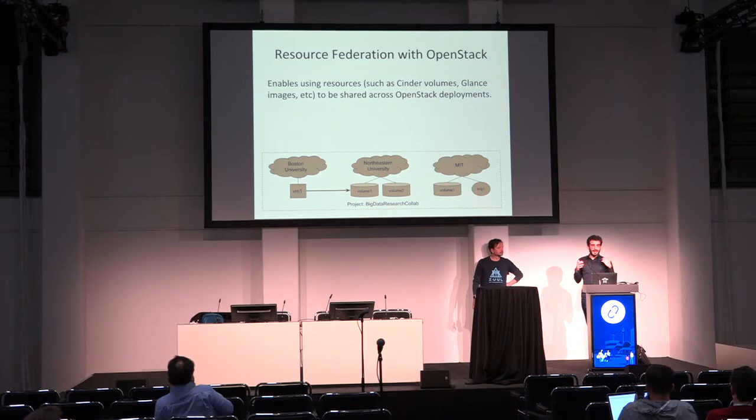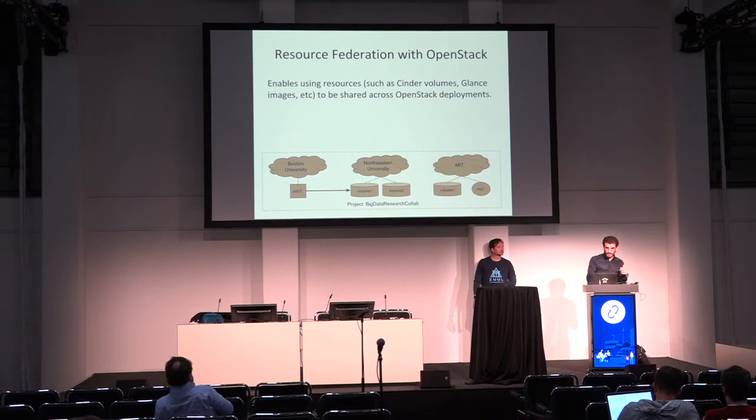So the MOC isn't really a single cloud, but think of it as a federation of smaller clouds. BU runs their own infrastructure, Northeastern runs their own infrastructure, MIT runs their own infrastructure. And a user has a machine which is running on BU and wants to attach a volume from Northeastern. Through resource federation, they should be able to accomplish this.